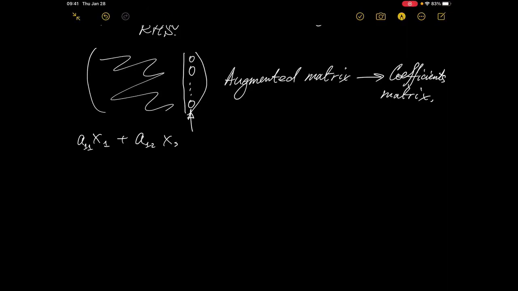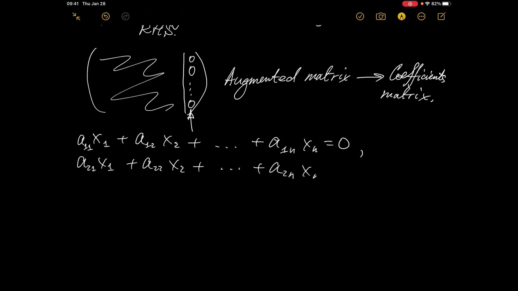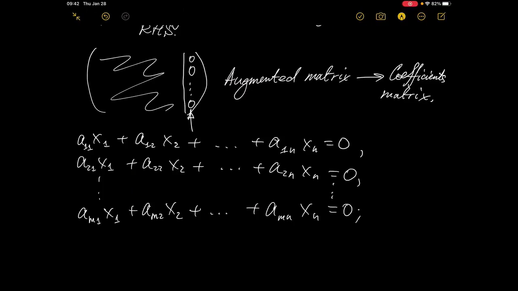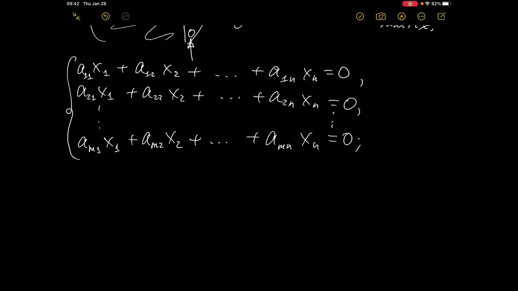A11x1 plus A12x2 plus and so on plus A1nxn equals to 0. A21x1 plus A22x2 plus and so on plus A2nxn equals to 0. And so on, AM1x1 plus AM2x2 plus and so on plus AMnxn equals to 0. Okay, so this is a general m by n system of linear equations, homogeneous, because it has zero right-hand side. Pay attention.